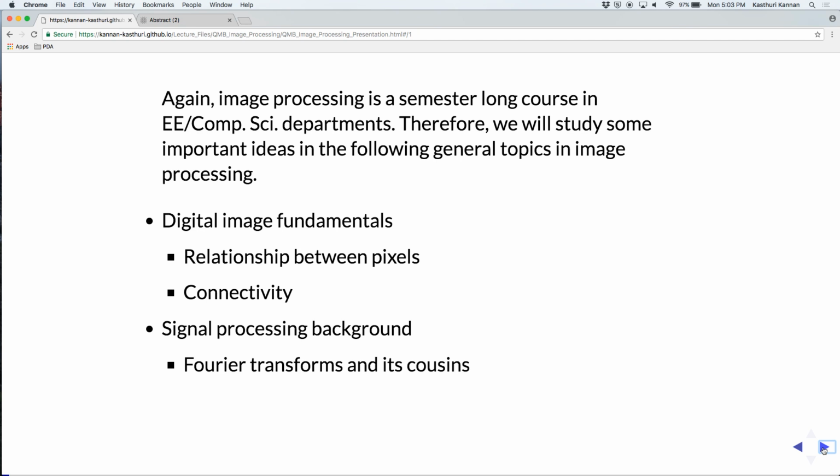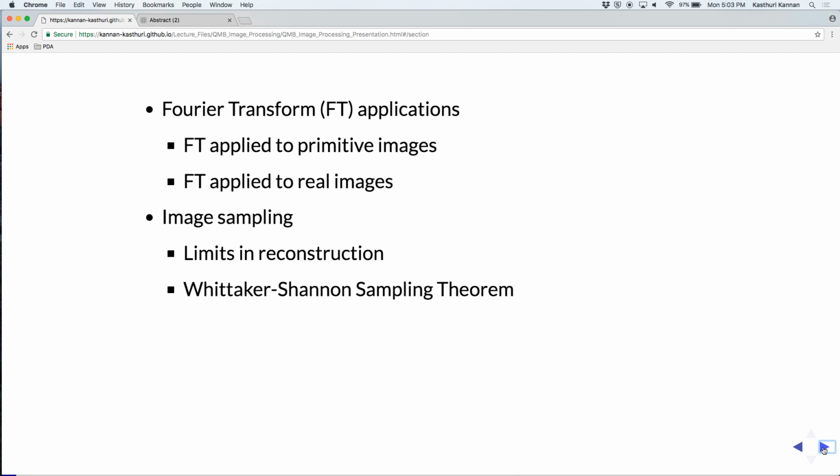First we will go over digital image fundamentals, where we can see the relationship between pixels and how connectivity is a big problem, the basic problem in image processing, and how it produces paradox. And we will see some signal processing background. You already saw some Fourier transforms, and we will also see a little bit of the cousins of Fourier transforms. We will see some Fourier transform applications, what it means when applied to images. Can we infer something out of Fourier transforms? And we can really see what happens when we apply it to real images. So it's all pictures. This class is more or less about pictures.